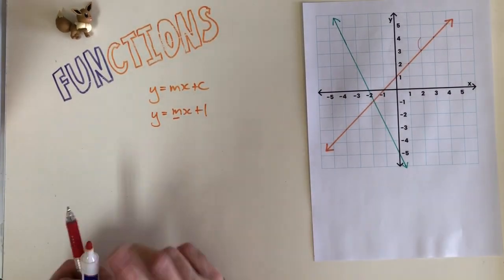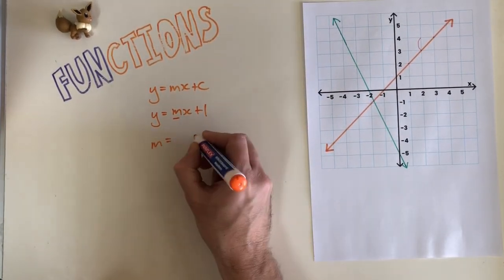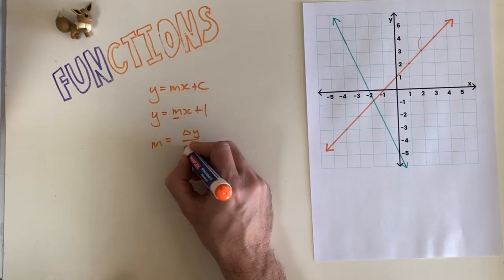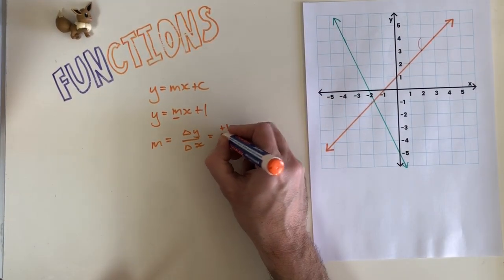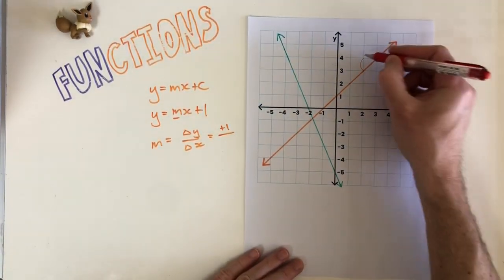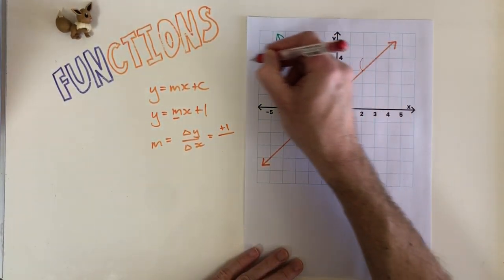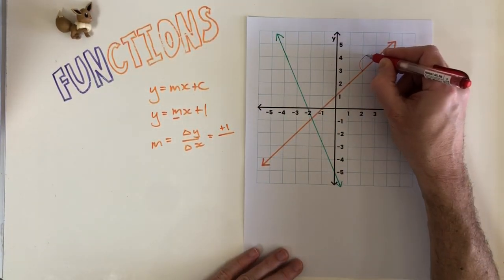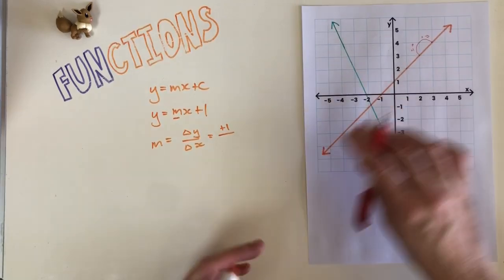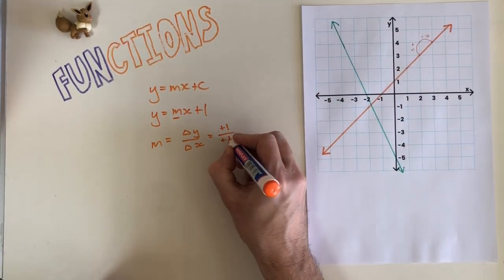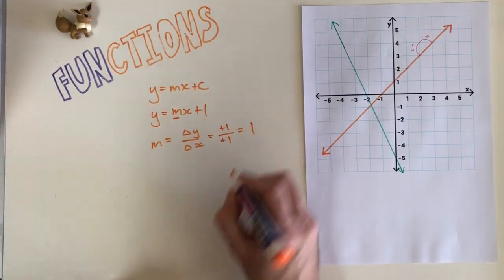For a gradient, I know it's the change in y over the change in x. If I go up 1, that would be a plus 1. And to get back to my line, obviously I have to go right. If I go left, I will never get to my line again. So I'll have to jump 1 more. So that's plus 1 up and plus 1 right. So I see my gradient is 1.